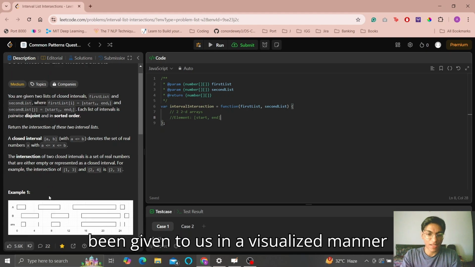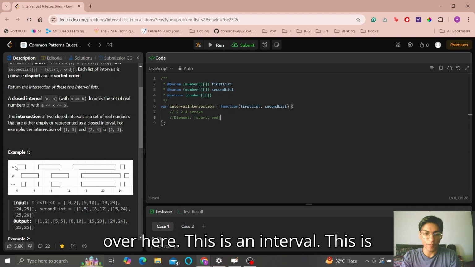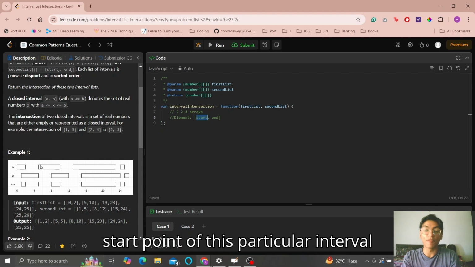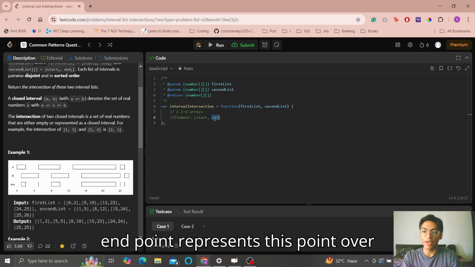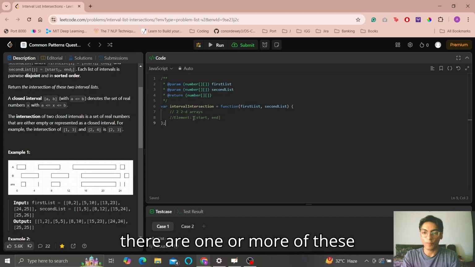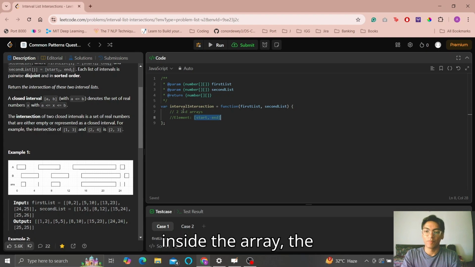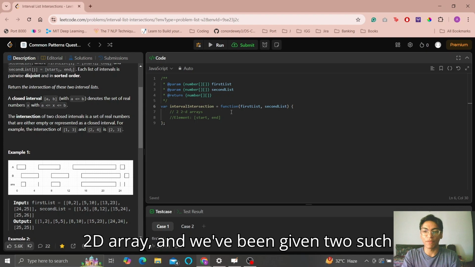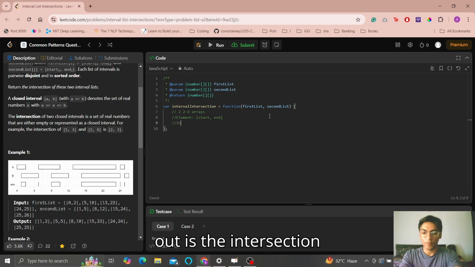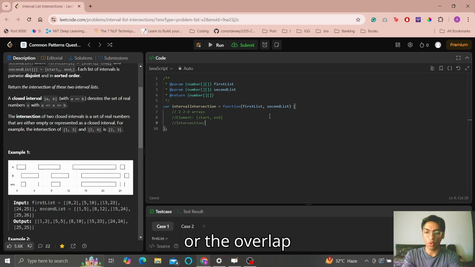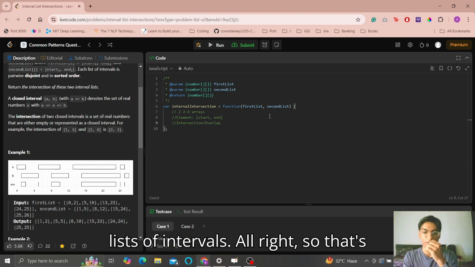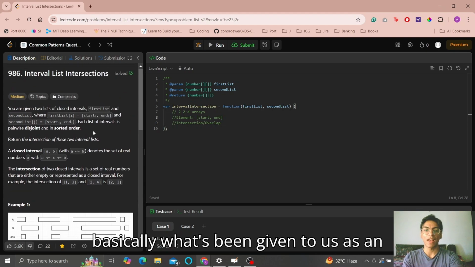All right. That has been given to us in a visualized manner over here. This is an interval. This is an interval. So start represents the start point of this particular interval. End point represents this point over here for that very interval. And there are one or more of these inside the 2D array, and we've been given two such arrays as an input. What we have to find out is the intersection or the overlap between these two lists of intervals. All right, so that's basically what's been given to us as an input.